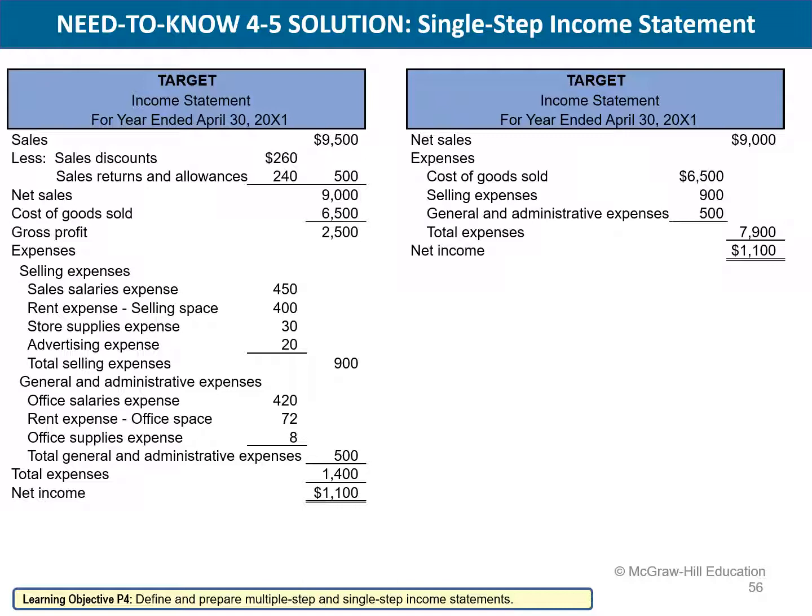So basically the single step income statement is really just a summarized version of your multi-step. Okay, so it's picking up these totals instead of all of the detail. And oftentimes when companies do this, there'll be a supplemental schedule that will list out all of the individual SG&A expenses.